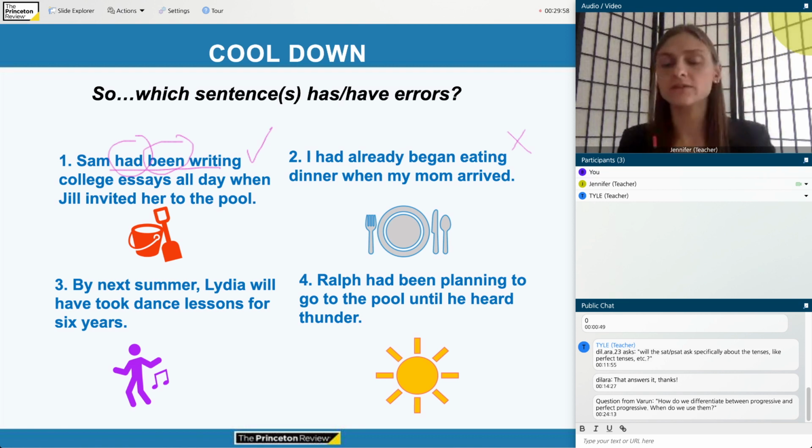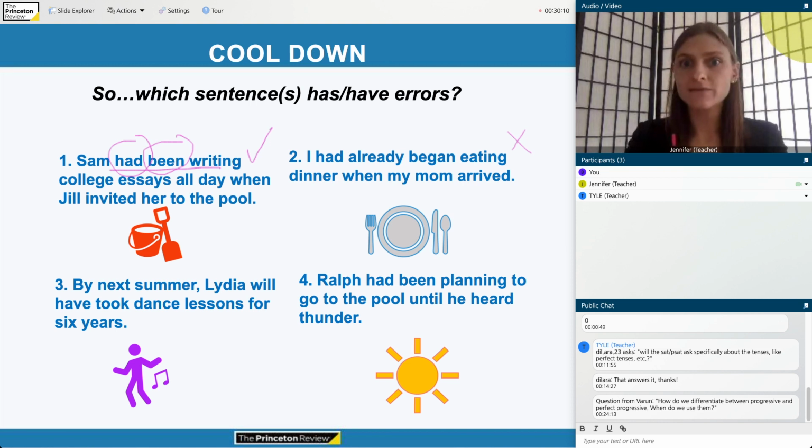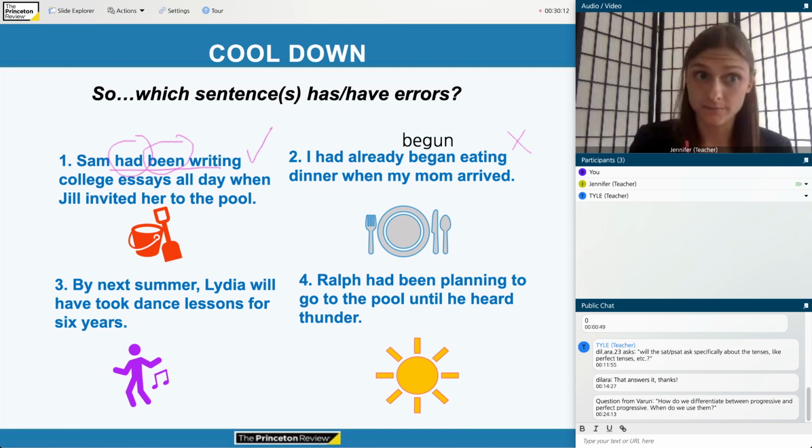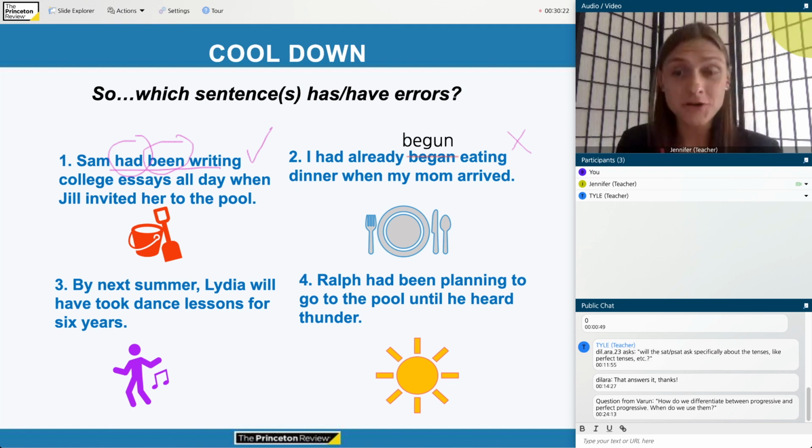In this case, the tense itself is fine, but it's the participle that's not fine. So here we have I had already began, and that's not correct. We would have to say I had already begun as the correct participle. You would never say I had began. Even though it might sound okay and is frequently used incorrectly, it is not okay.